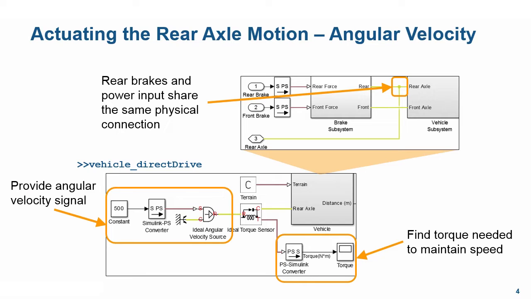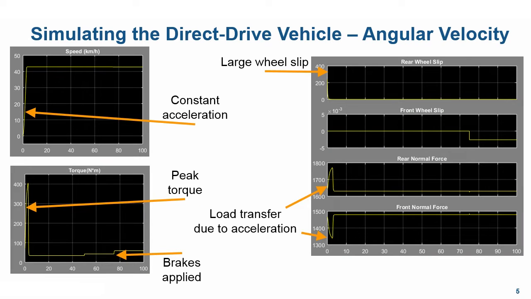We applied power to the rear axle where the rear brakes are also applied. We then used a constant angular velocity source and measured the torque required to maintain that speed. After we simulated the model, we saw the constant acceleration and the steady-state speed of the vehicle. We looked at the wheel quantities to see the instant acceleration demanded by the system, which caused a large slip on the rear wheel and also shifted the load to the rear. We then saw the torque values peak to achieve the acceleration and the steady-state torque after it.